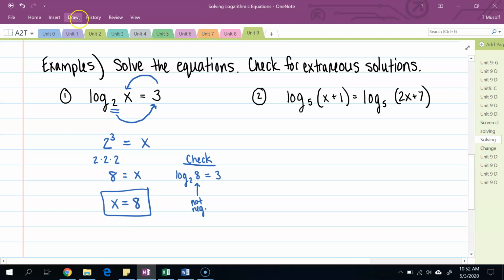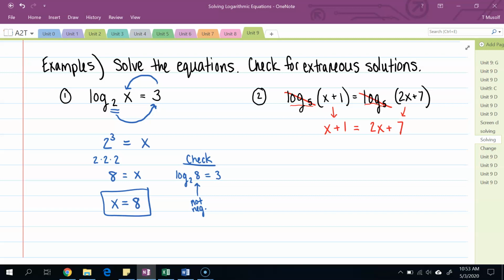All right, let's try another example. Number 2: log base 5 of x plus 1 equals log base 5 of 2x plus 7. These equations, even though they look more complicated, are actually easier to solve, because there is a log base 5 on both sides of the equal sign. And when there's a log with the same base on both sides, we can cross that log out. That means all we're left with is x plus 1 on the left side and 2x plus 7 on the right side. So now this is just a linear equation that we should be pretty good at solving at this point.